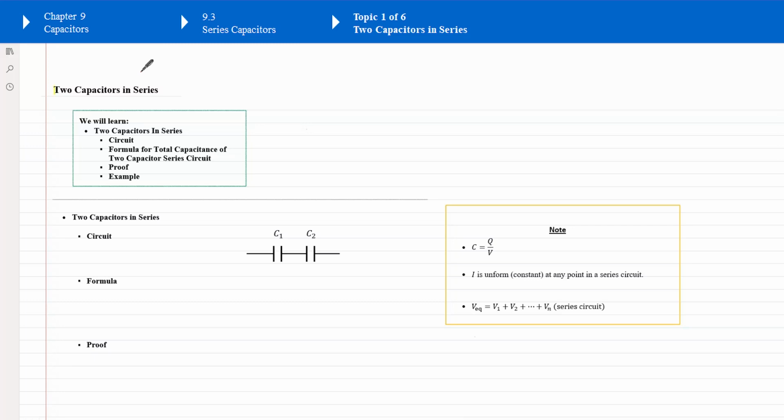In this lesson, we are going to learn how to get a total capacitance formula for two capacitors connecting in series. We begin with analyzing the circuit, derive and prove the formula, and at the end we have one example to reinforce the learning.